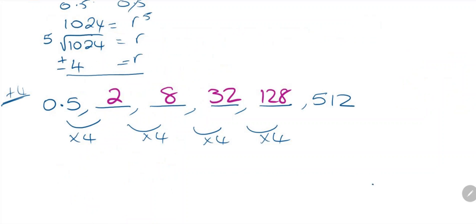Okay, so if you put in plus 4, our values will be 2, 8, 32 and 128. If we were to try to use minus 4, because it is an odd number, 5, 512 would be minus, so it's not possible.